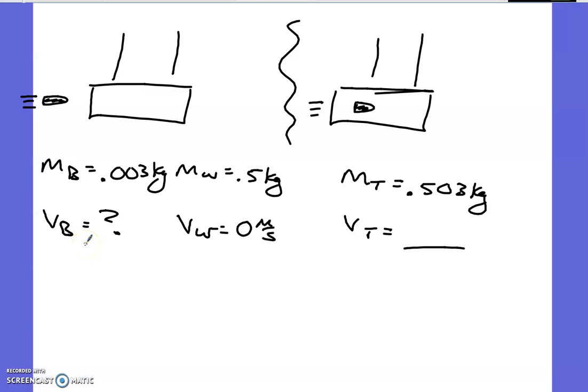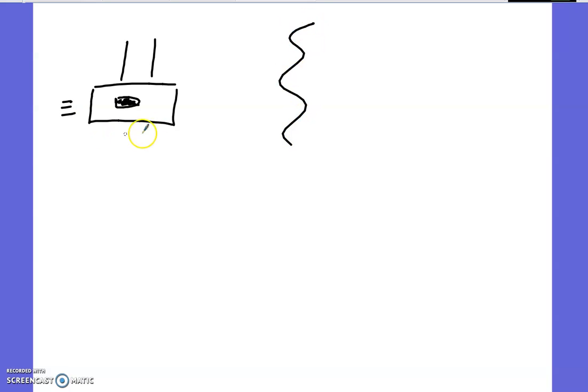The only thing extra that we are told is that this whole combination of the bullet and the wood is going to raise up 15 centimeters. That's going to tell us that we should use the conservation of energy, because it is raised up, it is increasing its potential energy. So we're going to use conservation of energy for directly after the collision to figure out how fast everything is moving right after the collision takes place.